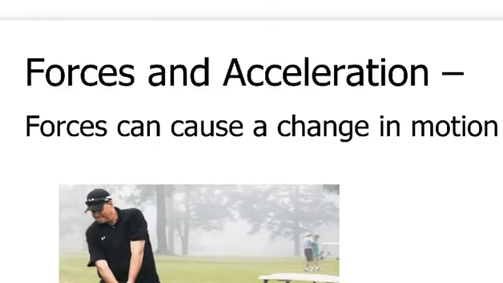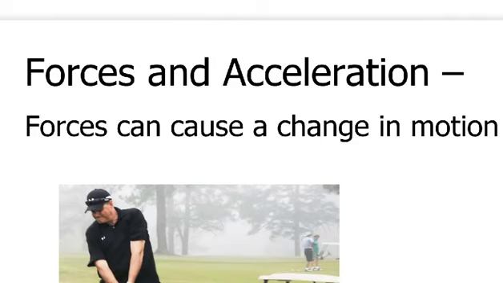Okay, so now that we've introduced the idea of a force, we want to talk about more specific applications of forces. In this video, we'll talk about forces, we'll talk about how they relate to acceleration, and we'll talk about Newton's 3 laws of motion.